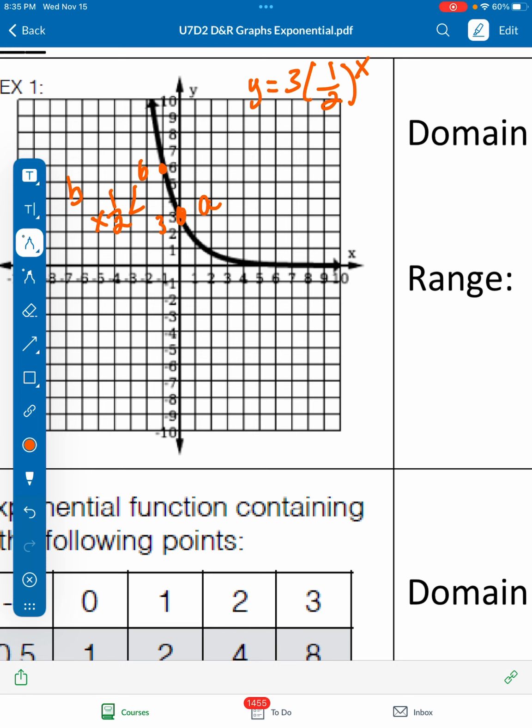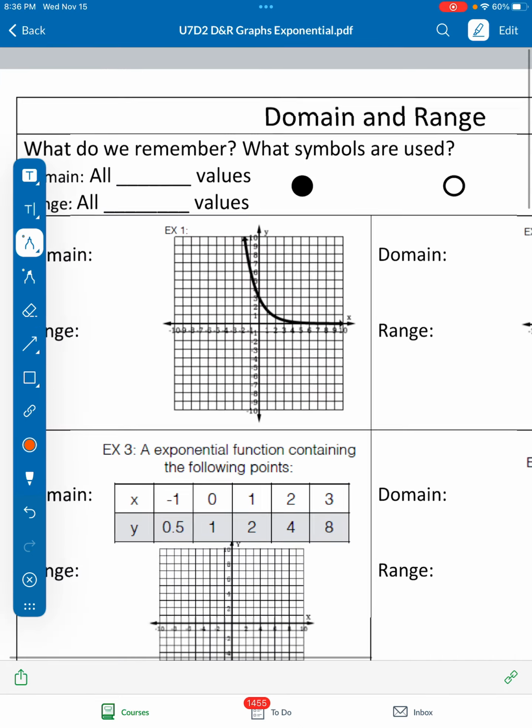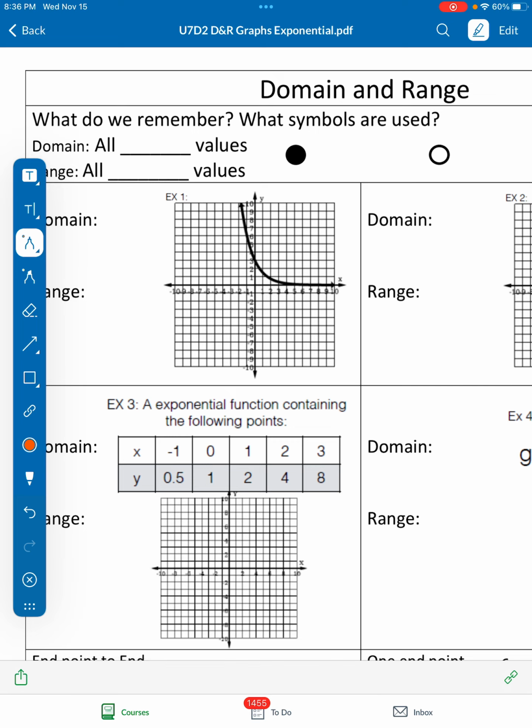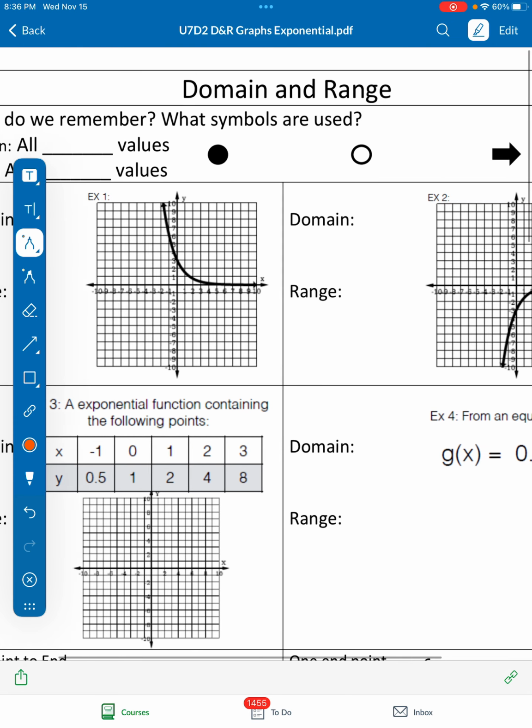That's what we talked about yesterday. Hopefully you feel pretty good about that. Okay, but that's not exactly what we're talking about today. Today we are going to look at the domain and the range of exponential functions, as well as some key features of functions. We hit on some of those yesterday.